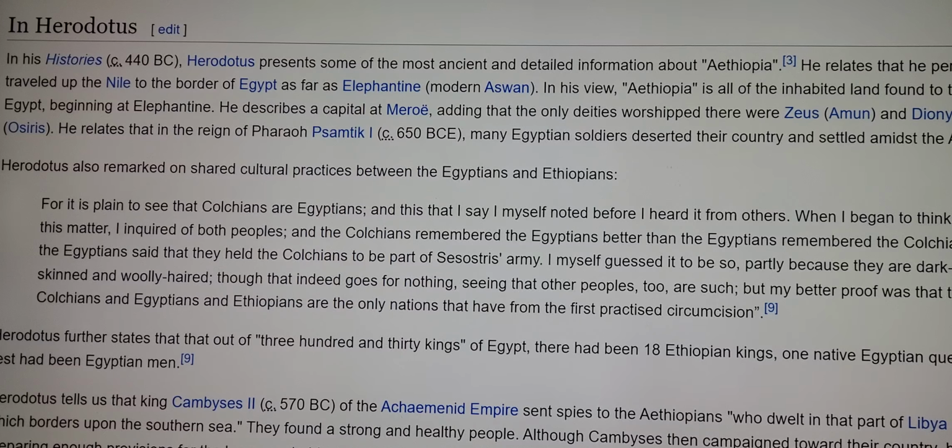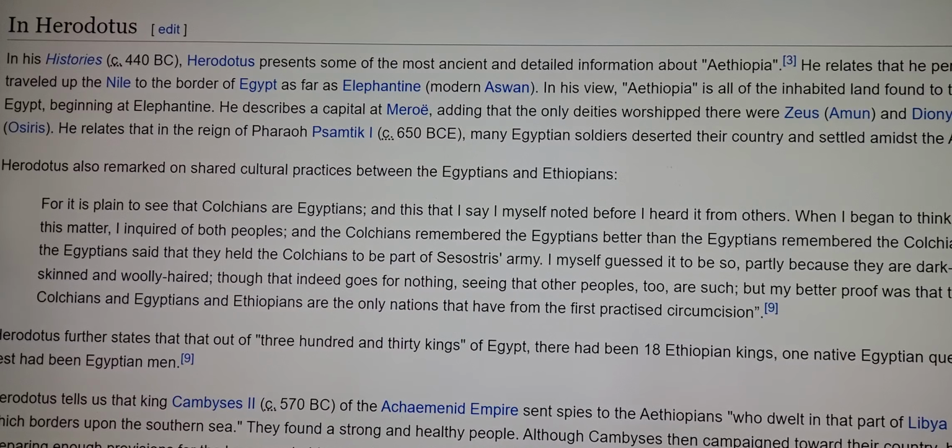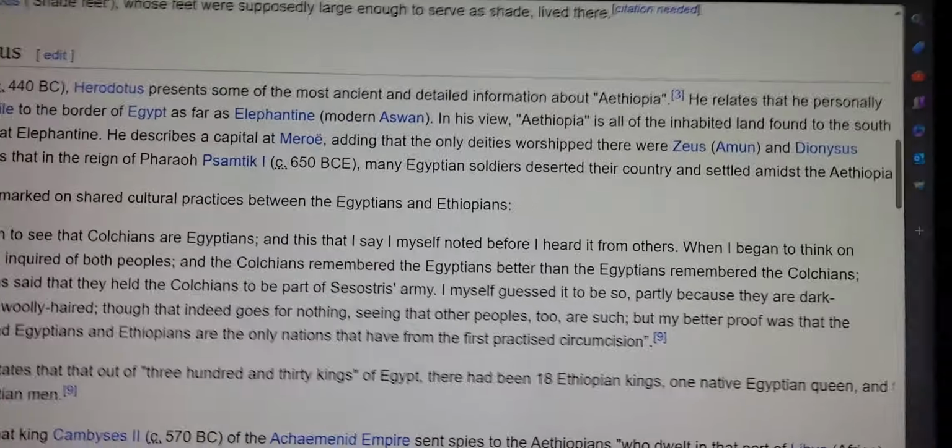That's where Colchians are. And this that I say, I myself noted before I heard it from others. When I began to think on this matter, I inquired of both peoples, and the Colchians remembered the Egyptians better than the Egyptians remembered the Colchians. The Egyptians said that they held the Colchians to be part of the Zoroastrian's army. I myself guessed it to be so, partly because they are dark-skinned and woolly-haired. All right? You seeing that?